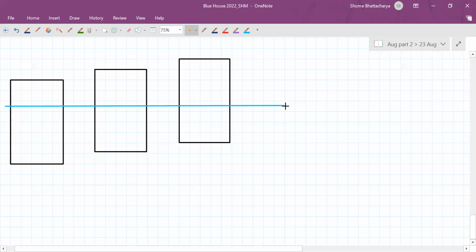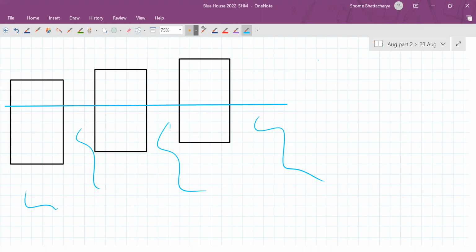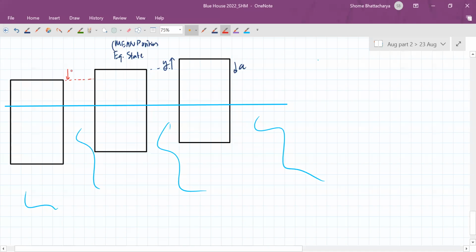Let's say this is the water level. So this is the equilibrium position, or what in SHM language we will call the mean position. Compared to that, this one is where there is a vertically upward displacement of y, let's say, and correspondingly there's a downward acceleration of a. Whereas this is one where there is a vertically downward displacement of y, so there's a vertically upward acceleration of a.